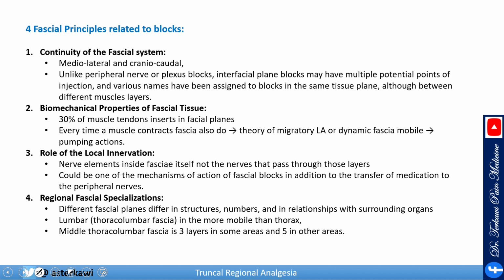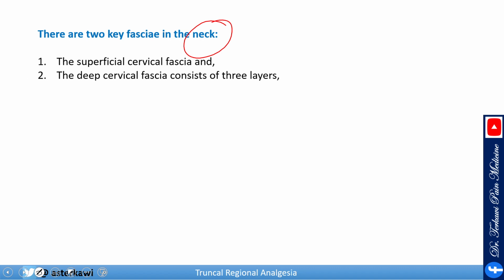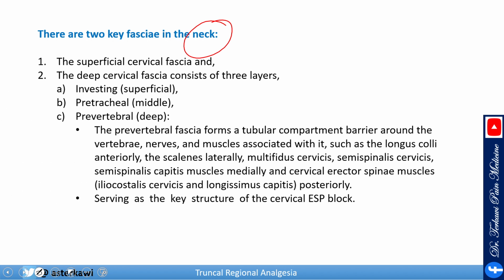Lumbar, talking about thoracolumbar fascia, is more mobile than thorax. Middle thoracolumbar fascia is 3-layer in some areas and 5 in other areas. There are 2 key fasciae in the neck. So in the neck, we have superficial cervical fascia and deep cervical fascia, which has 3 layers: the investing, which is the superficial, the pretracheal, which is the middle, and prevertebral, which is deep.